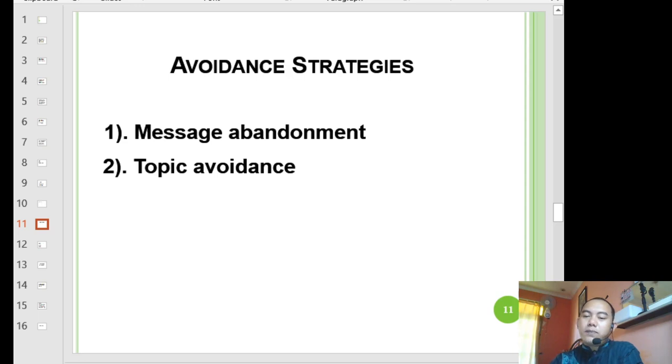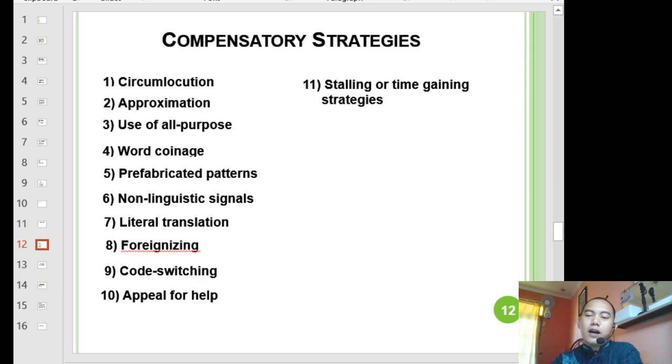Number 1, message abandonment, leaving a message unfinished because of language difficulties. Number 2, topic avoidance, avoiding topic areas or concepts that pose language difficulties. The compensatory strategies. Number 1, circumlocution, describing or exemplifying the target object or action. Number 2, approximation, using an alternative term which expresses the meaning of the target lexical item as closely as possible.